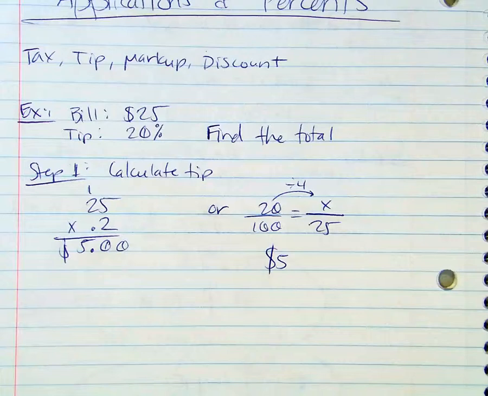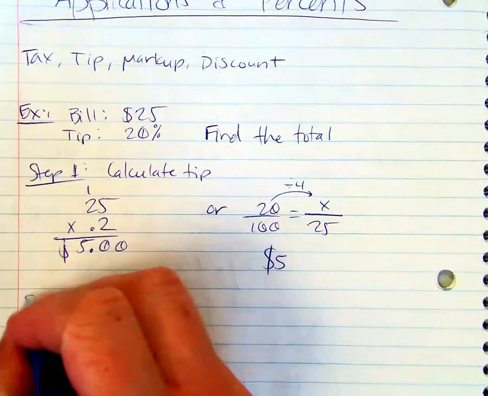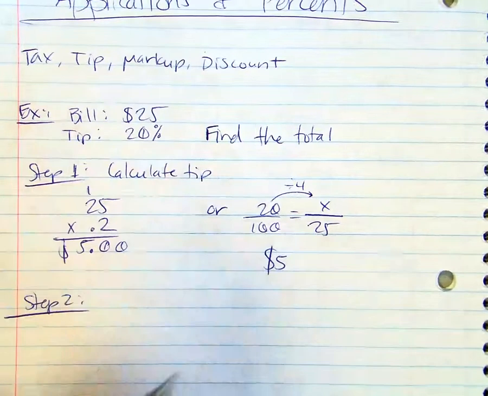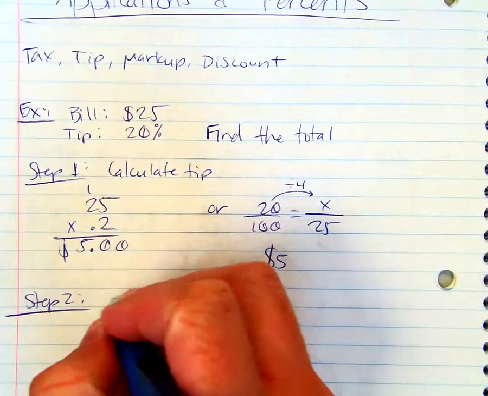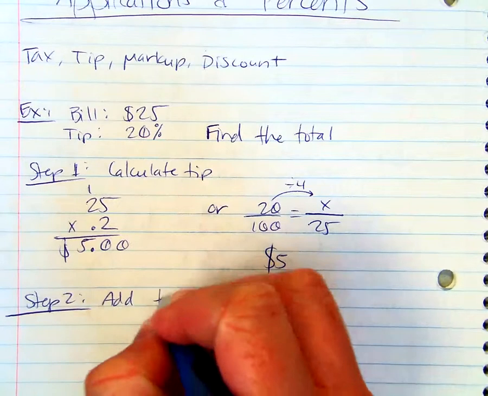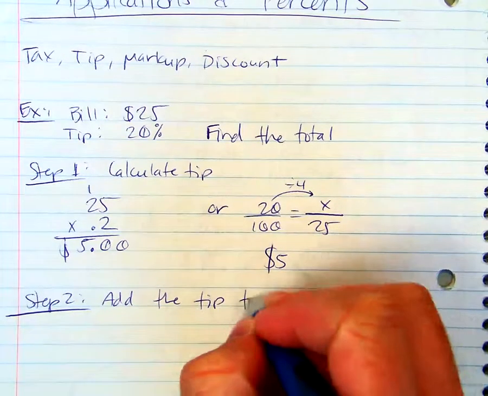So step one, calculate the tip. The tip is $5 here. You were asked to find the total though, so please make sure that you actually do the second step. The most common mistake in these types of problems is to stop and say the final answer is 5. No, it's not. If I'm going to find a total, you have to add the tip to the bill.